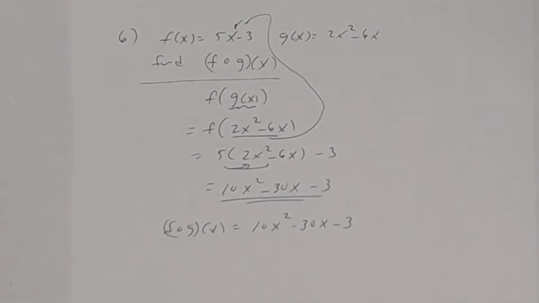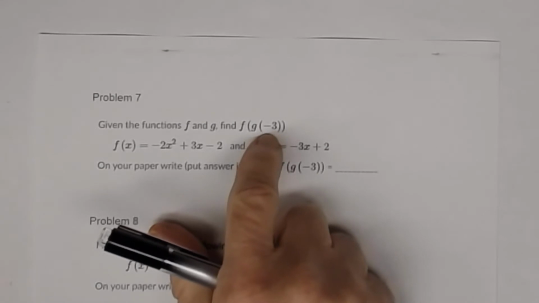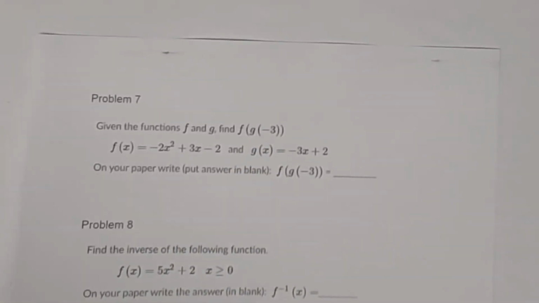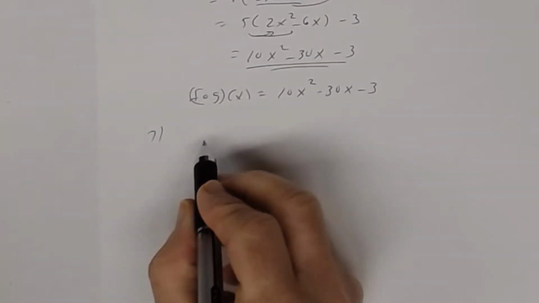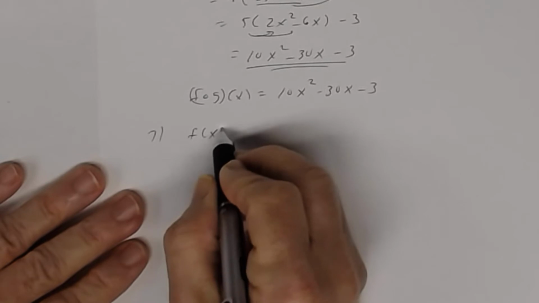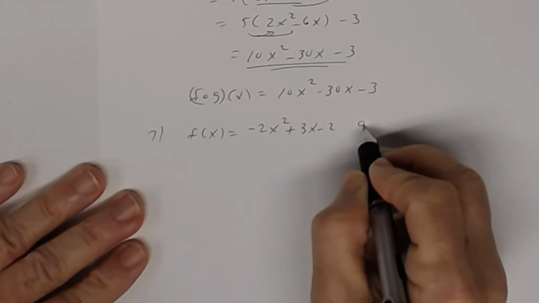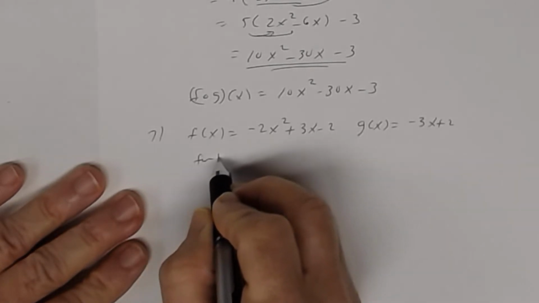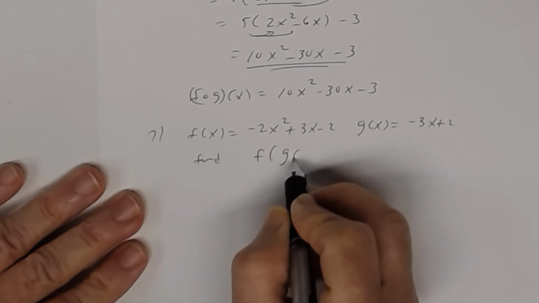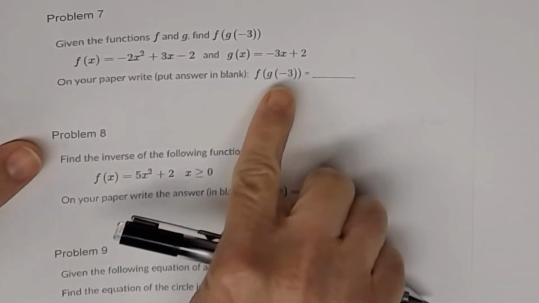Okay, so let's look at number 7. In number 7, you're also dealing with a composition, but this time it's being evaluated at a number. So let's see what we get. Let me go ahead and write the function right here. I have enough room. My functions are f of x equals negative 2x squared plus 3x minus 2, and g of x equals negative 3x plus 2. And you want to find f of g of negative 3. That's what you're going to find.